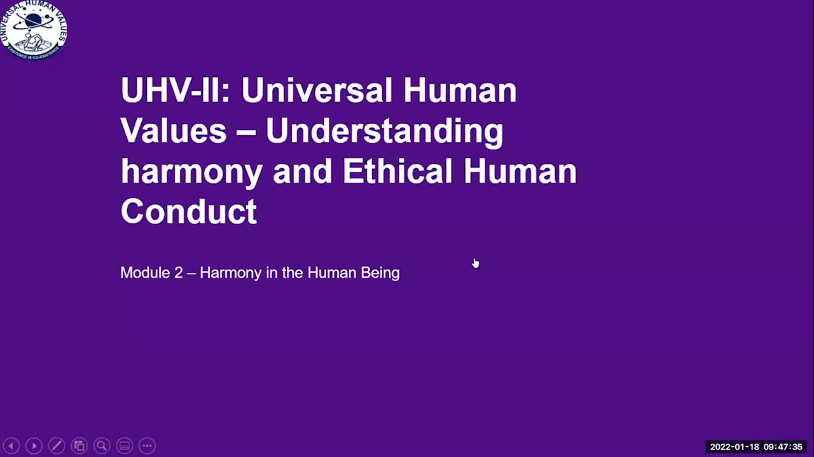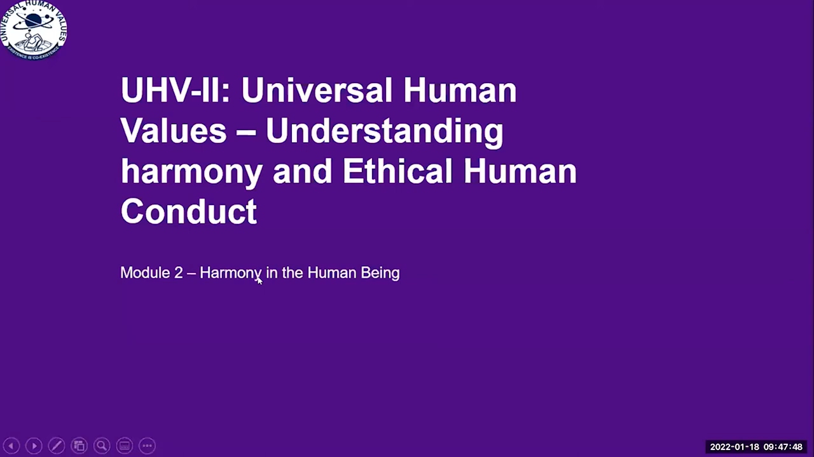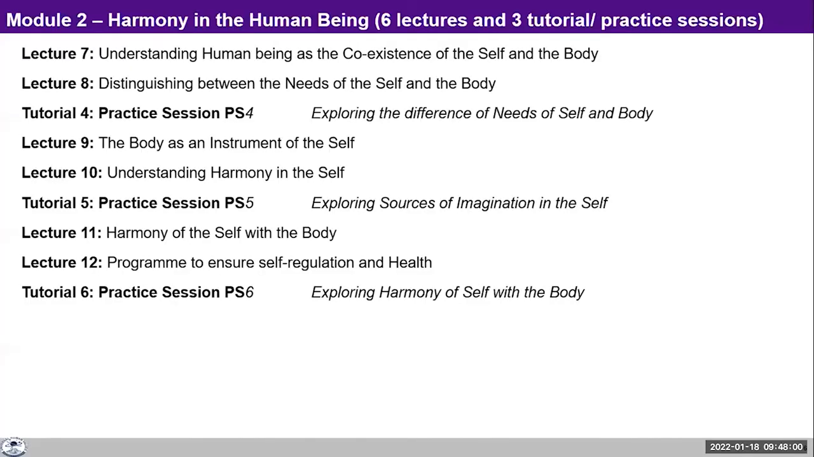Module 2 is harmony at the first level of existence, harmony in the human being as an individual. As we've seen here, this is the first level of our existence. Module 2 is going to talk about harmony in the human being. Module 2 will also have 6 lectures, and it will be covered over the entire 4 sessions.